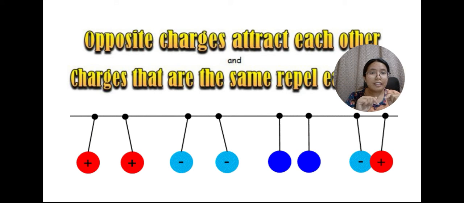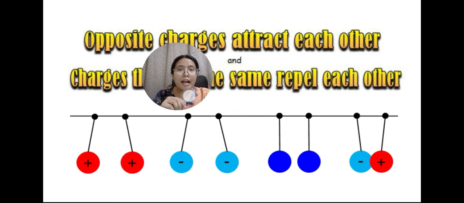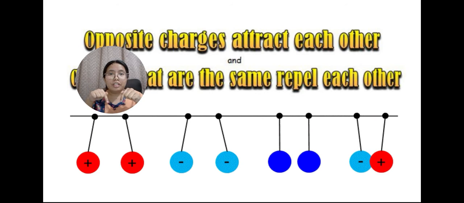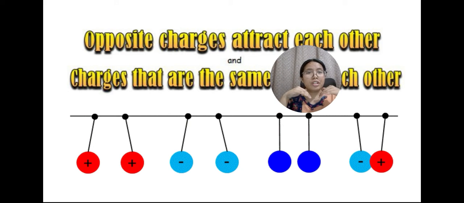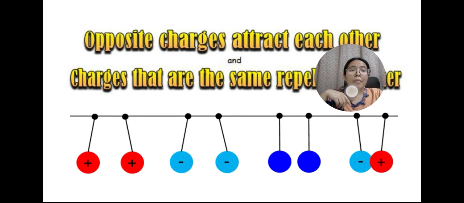Okay, so as you can see, kapag magkapareho ng charge, lumalayo sa isa't isa. Wala naman tong charge sila, so wala silang nararamdaman. Hindi sila lumalapit o lumalayo sa isa't isa. At ito, magkaiba sila ng charge, kaya sila nagdidikit o nag-a-attract.